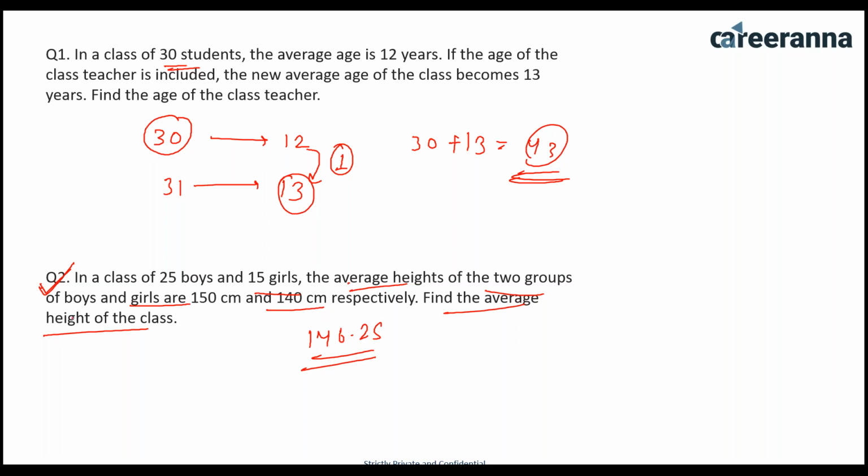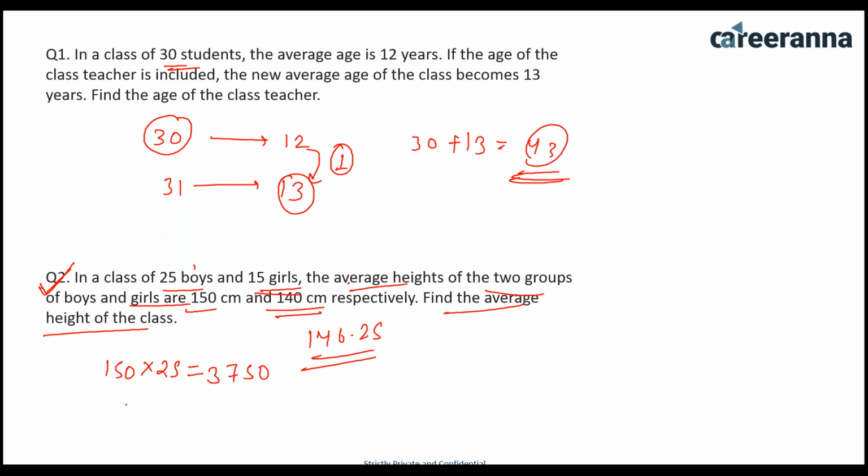Okay. So second question is, in a class of 25 boys, 15 girls, the average height of two groups is 150, 140. Find the average height of the class. Okay, what you have to do is, I just have to find out the total height, which is 150 multiplied by 25. Can I get the total height? What is the value? Guys, please be very quick.